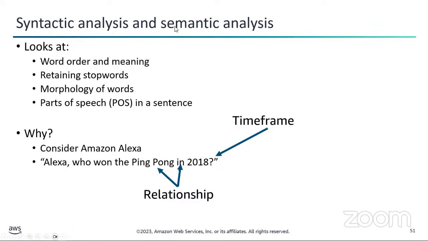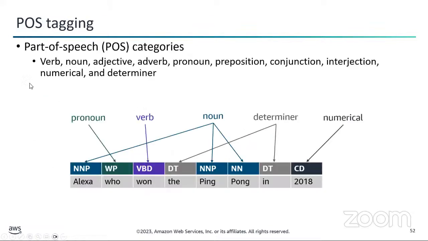So Alexa must understand the structure of the question to be able to answer it. So syntax, right? The phrase ping pong relates to an event, which happened in 2018, which is a time frame. So the event and the time frame have a relationship between them. And then it has to assign the part of speech categories also.